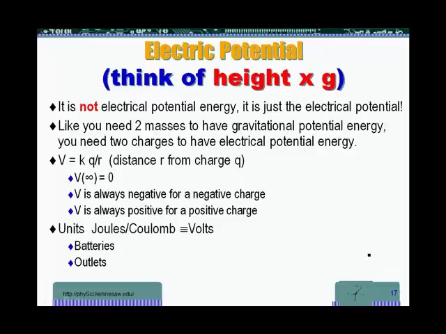In this recording, we talk about electrical potential. Electrical potential is somewhat of a new concept to us. There is no equivalent that we have used in terms of gravity. The first distinction that we need to worry about: it's not electrical potential energy. It is what we call electrical potential.